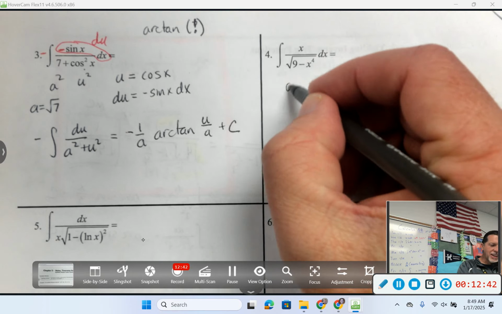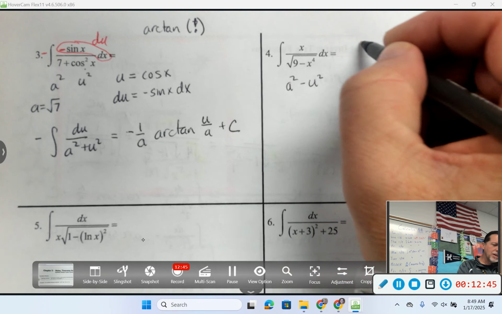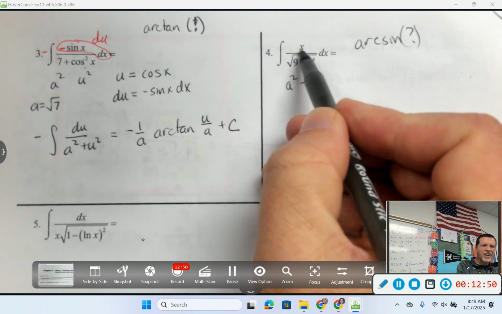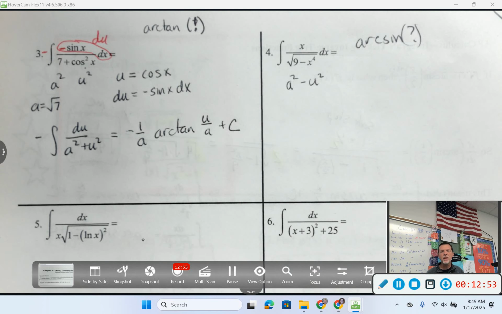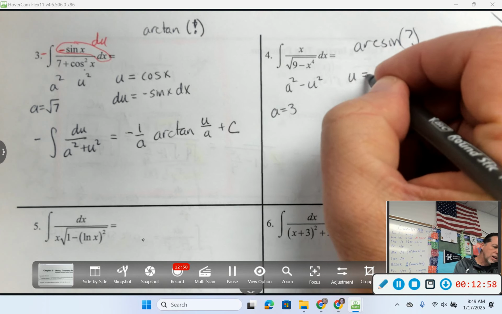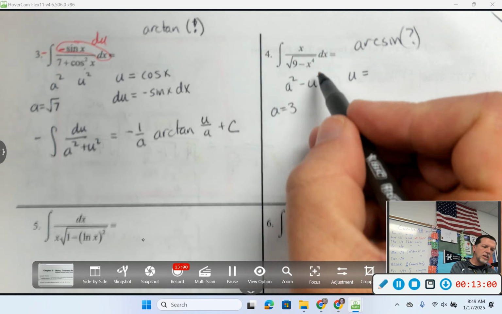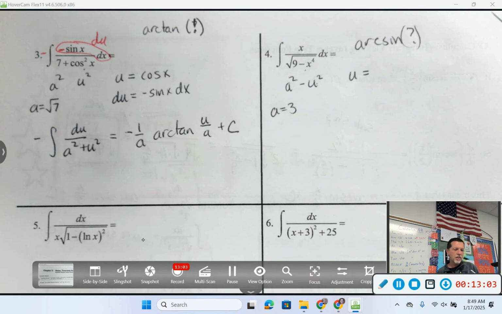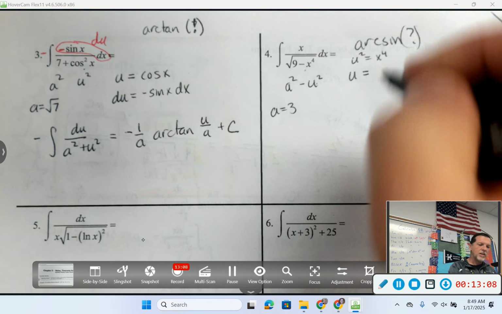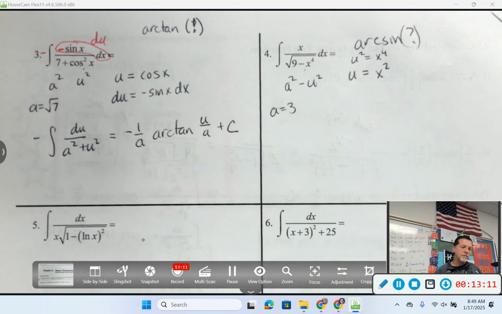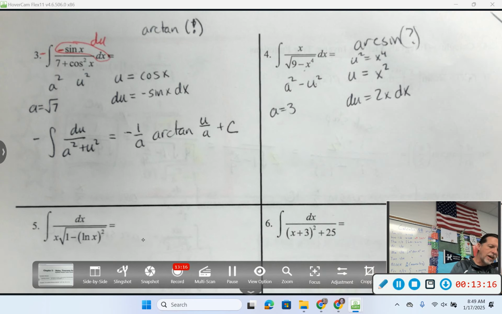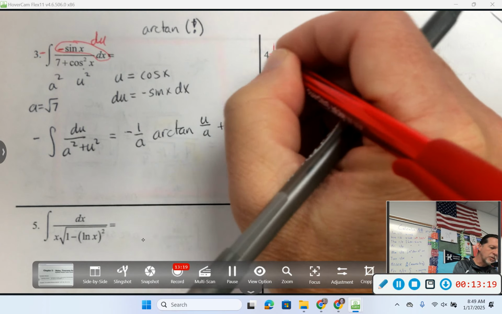Arcsine, because it looks like maybe an a squared minus u squared down there. So arcsine, question mark initially, because I've got an x in the top, so I need to figure out where that came from. a is 3. What would u need to be? If u squared is x to the 4th, then u is x squared. du is 2x, and now I understand where that x in the top comes from.